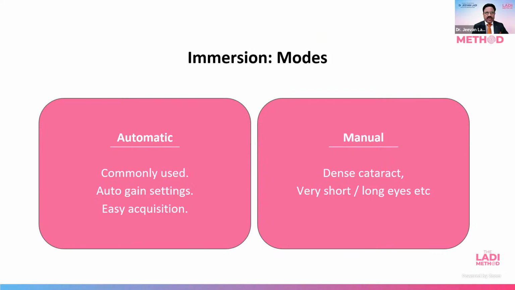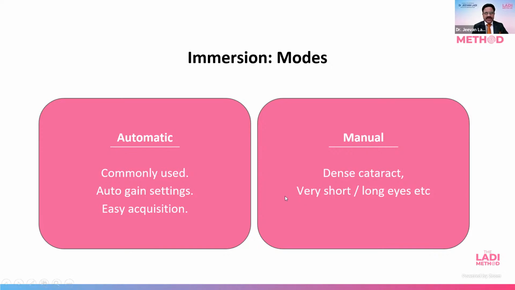So in immersion, there are two modes. The automatic mode, which I have shown you in the video, is very commonly used. It is very user-friendly and it has an auto gain setting. That means if the machine feels that it is a dense cataract or there are artifacts, it will automatically increase or decrease the gain. The acquisition is very easy, and as I said, it's very user-friendly.